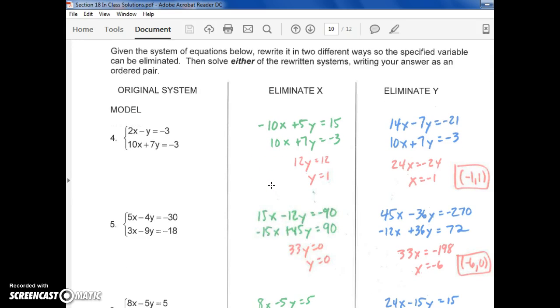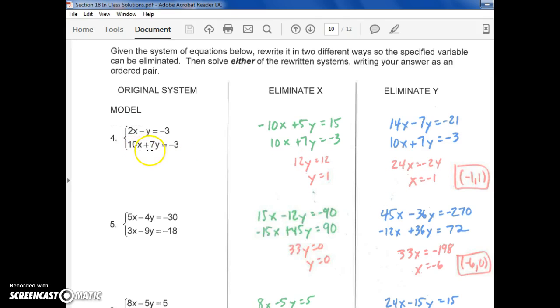On the back of that activity, we are solving the system, so we're going to make a choice to eliminate x and eliminate y, and the directions say solve either one, but here's the cool part about this. If we've already set it up to eliminate x, and we've already set it up to eliminate y, we have our answer. We have our x and our y.